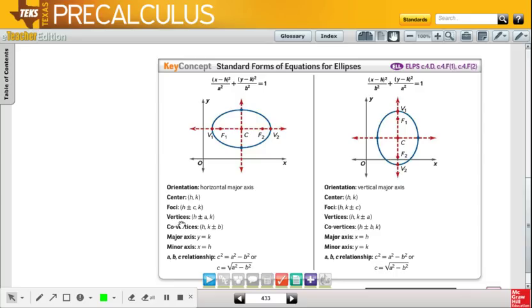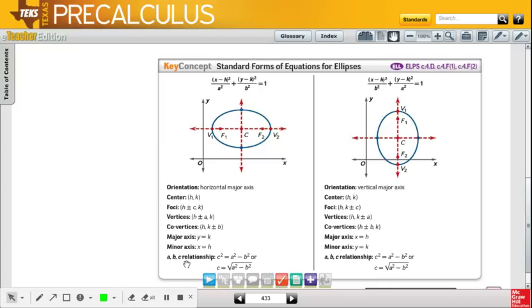The same process applies for vertices: h plus a comma k, and then h minus a comma k. For your co-vertices, it's h comma k plus b for your first point, and your second one will be h comma k minus b. So you should have two points for foci, two points for vertices, and two points for co-vertices. The major axis is y equals k. The minor axis is x equals h.